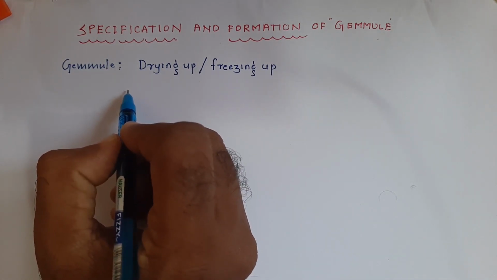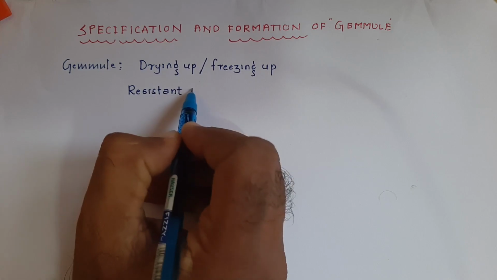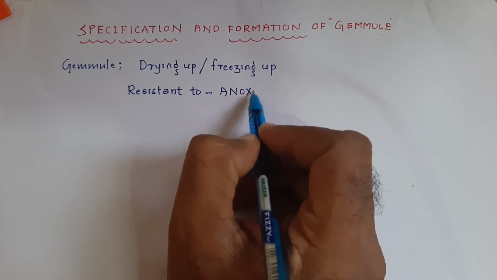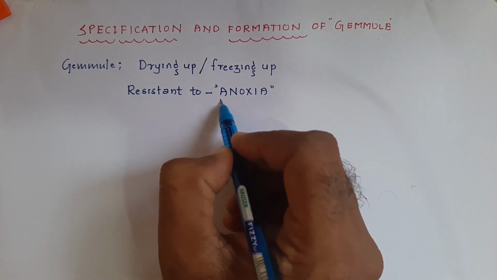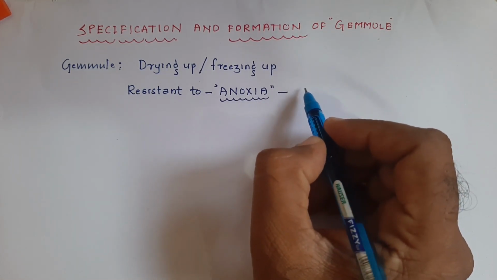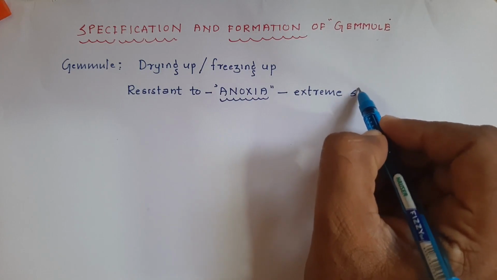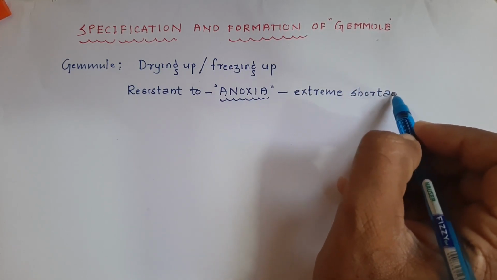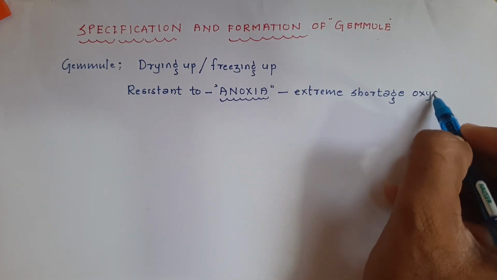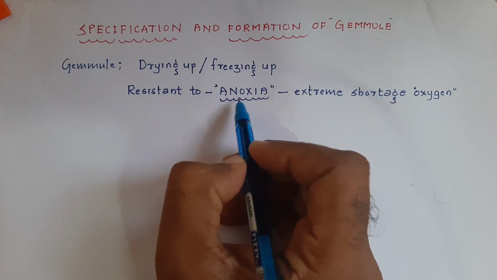These gemmules are also resistant to a condition known as anoxia. What exactly is meant by anoxia? Anoxia denotes an extreme shortage of oxygen. Dear student, remember this term, maybe a question will occur in the examination.